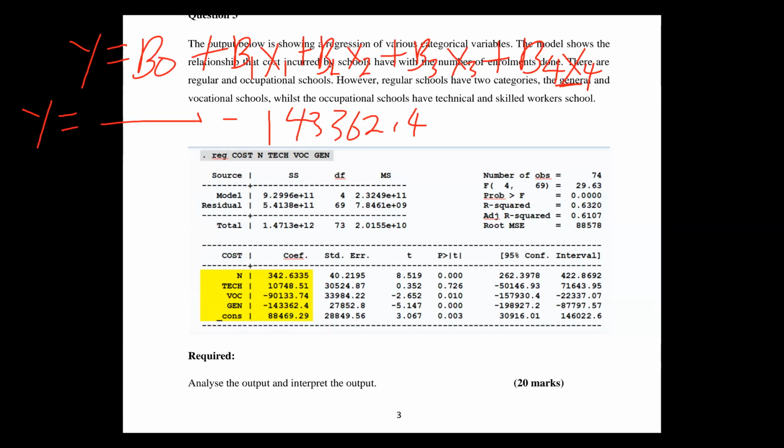We can get beta 2, which is under vocation. Y is the total cost. Then we have the beta naught here. We have negative 90,133.74. Yeah, beta 2. And our beta 2 is what? It's vocational schools, right? These are vocational schools now.